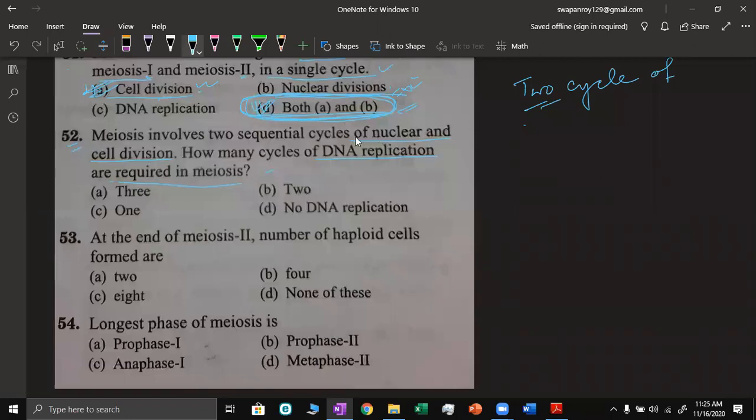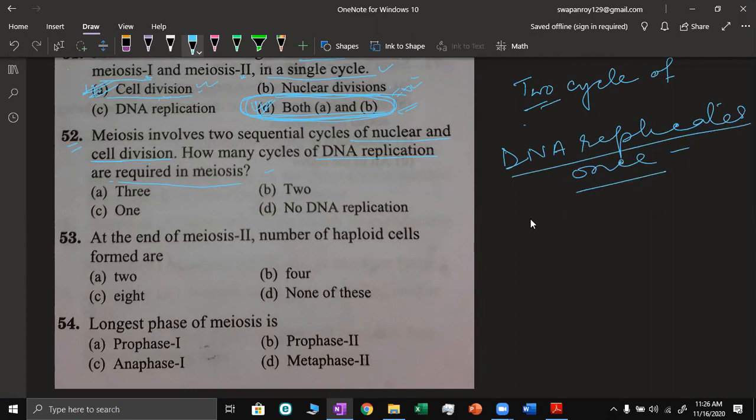Question 52. Meiosis has two cycles of nuclear and cell division. How many DNA replication cycles? In meiosis, DNA replicates once, but there are two nuclear divisions and two cell divisions. So the answer is the one with DNA replication once. Okay, C is the answer.